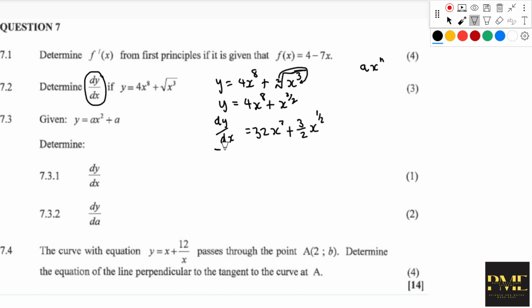Okay, so your answer is good at this stage, right? But however, just to show off, you can actually do this as well. dy over dx is therefore equal to 32 x raised to the power of 7 plus 3 over 2 root x.